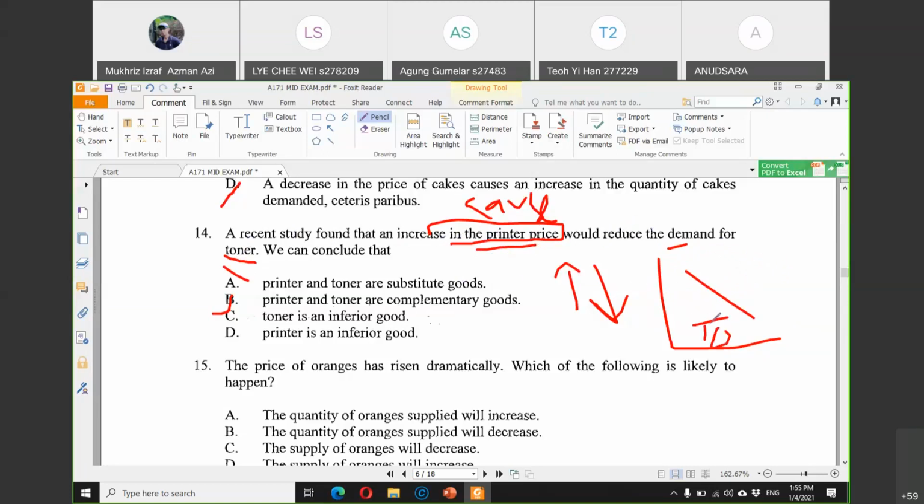We are not interested in drawing the cause, we are only interested in the effect graph or diagram. So it will be the demand curve for the toner shifting to the left. Shift to the left means the demand will decrease. The cause is the printer price. The curve that we want to illustrate is the effect part. So here is the toner.